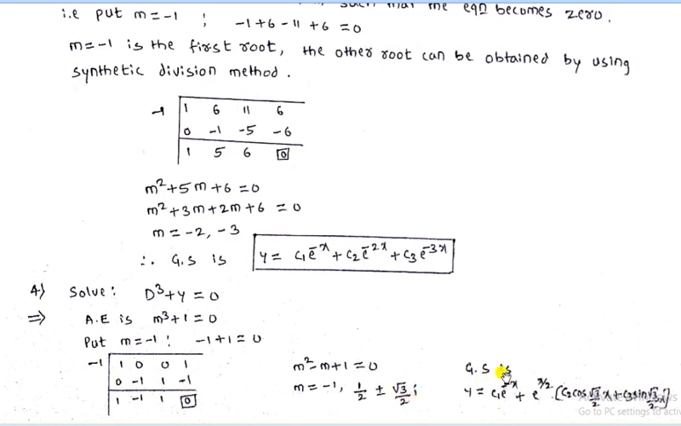So therefore its general solution is, the first one is c1 e to the power minus x, plus the general solution for complex roots, e to the power 1 by 2 x, then c2 cos of square root of 3 by 2 x plus c3 sin of square root of 3 divided by 2 x. So these are a few examples for solving the problems when the roots are different.